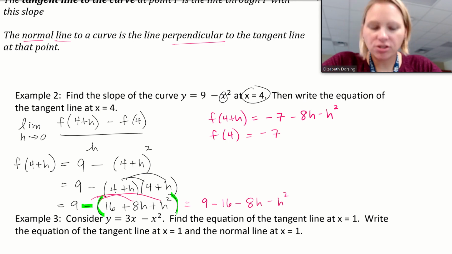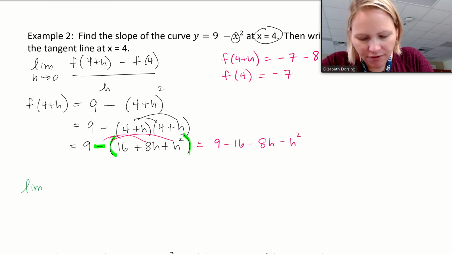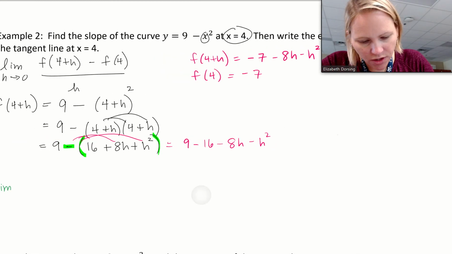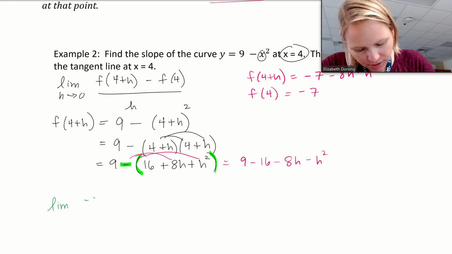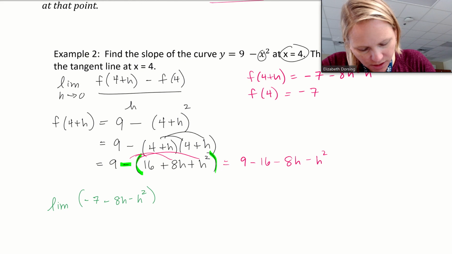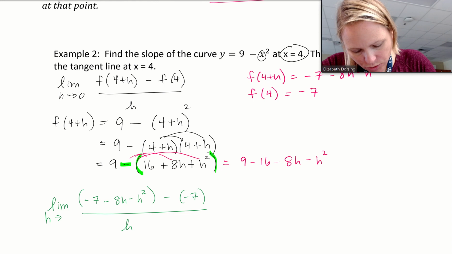All right, now I'm ready to evaluate my limit. So let's go ahead and plug everything in and see what that looks like. So I'm going to have the limit of f of 4 plus h. Well, that's this expression here, this negative 7 minus 8h minus h squared, minus negative 7, that's the f of 4, all over h. And this is the limit as h approaches 0.